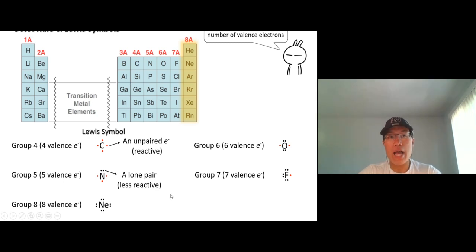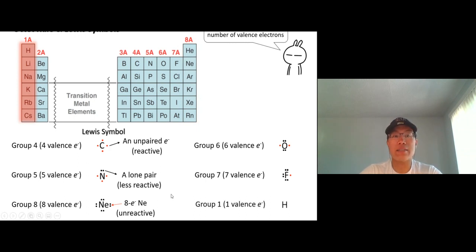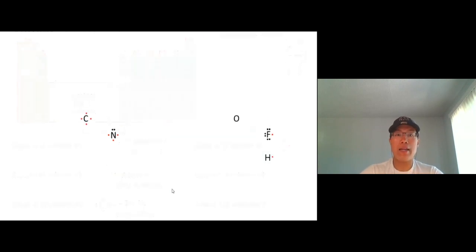Last one we have is group 1 right there. Let's take hydrogen. This is a little bit of an exception because hydrogen has only 1 electron, 1 unpaired. That's it. That's all hydrogen can do. So hydrogen is gonna form only 1 bond. Take a look right here.